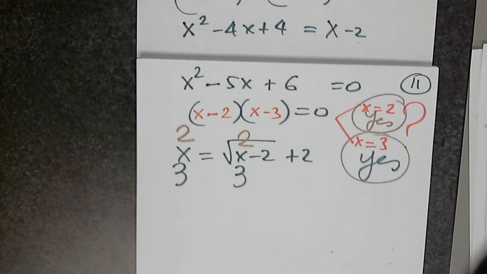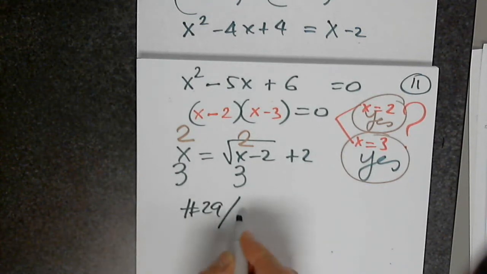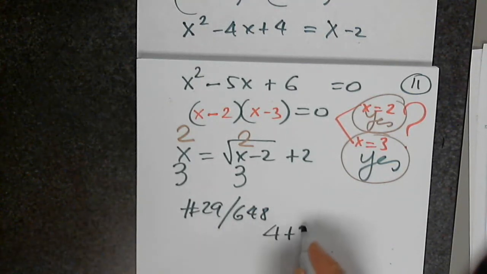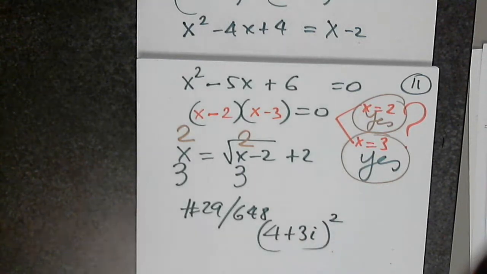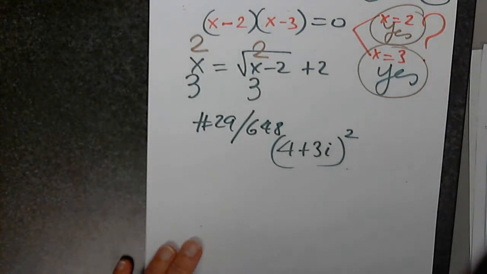Let's look at 29. Any questions? Any questions? Okay, so we have 4 plus 3i squared.